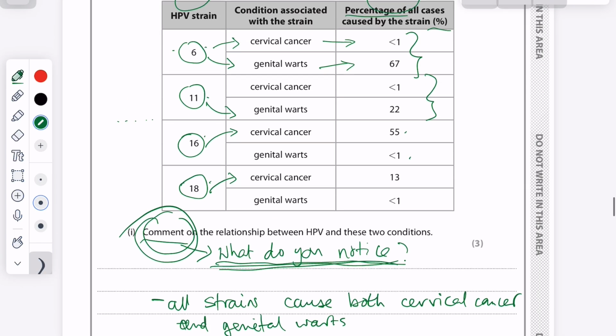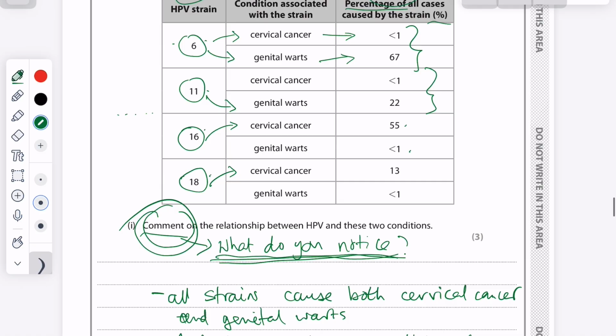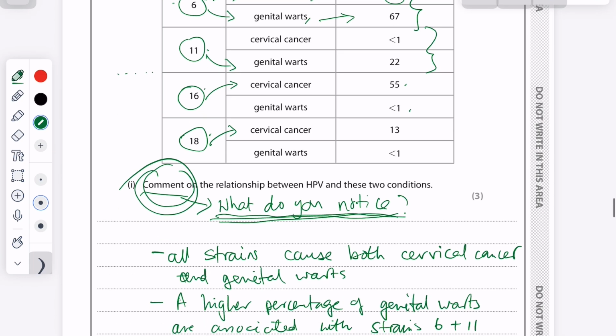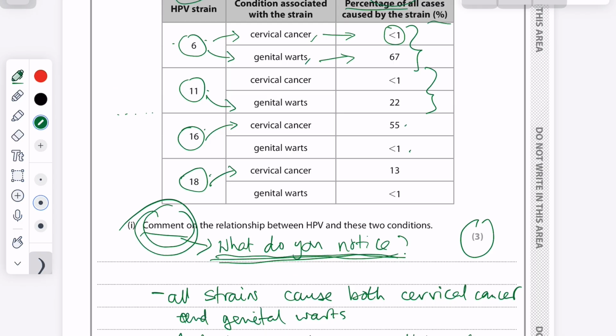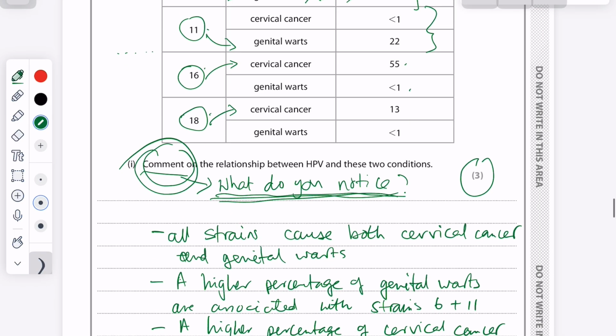So I'm looking at the data, and what I see is that all the strains have a tendency to cause, so this is less than 1, but I'm assuming it's not 0. So all strains can cause cervical cancer and genital warts. That's my first point. I've got 3 points to make here.